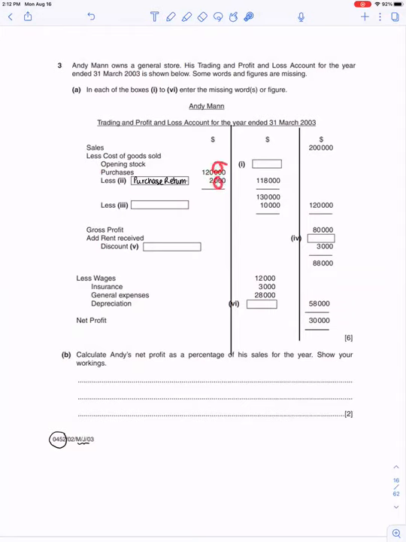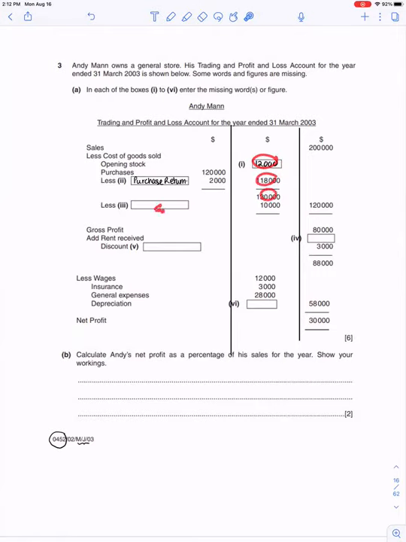Purchases less purchase returns gives us the net purchases. In the opening stock, if you add the purchases, you are getting 1,30,000. So can you fill this figure? To add over here to get 1,30,000, we will just reverse it. 1,30,000 minus 1,18,000, you will get 12,000 that you need to write over here. Check it again. 12,000 plus 118 will give you 130. This is the figure of opening stock.